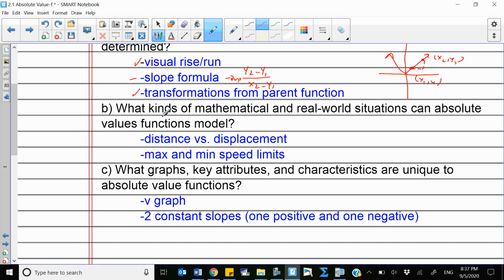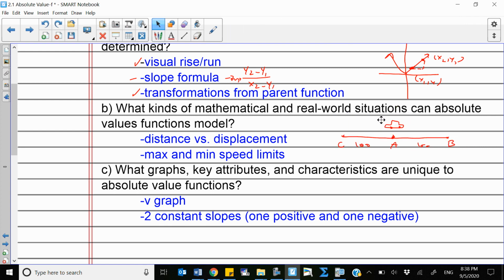Next, we have what kind of mathematical and real-world situations can absolute value functions model? One of them is distance versus displacement. Okay, I'm going to show you a really short, quick example here. Let's say we have a point like A here, B, and C. The distance between them is 100 meters. Okay, and I have a car here. I move this car, let's say from A to B.